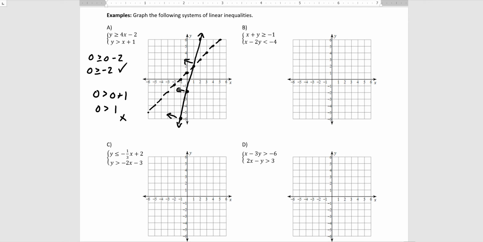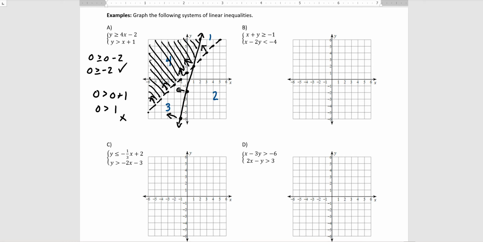So notice this dashed line here. I'm going to shade the side that doesn't have 0, 0. I'm going to shade up and away here. So now the way systems work is we've split our graph into 4 sections. We have 1, 2, 3, and 4. I need to find the section that both arrows point to. The dashed line points to 1 and 4. The solid line points to 3 and 4. Which one are they both pointing to? 4. So that'll be the section that I shade.